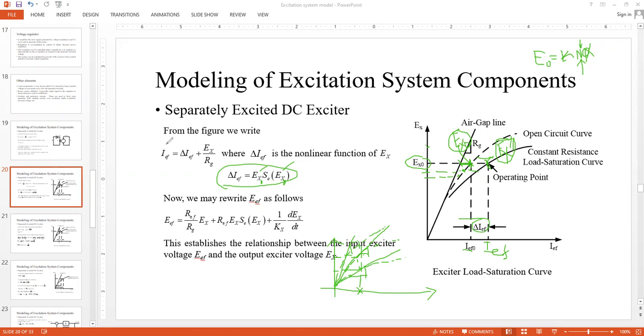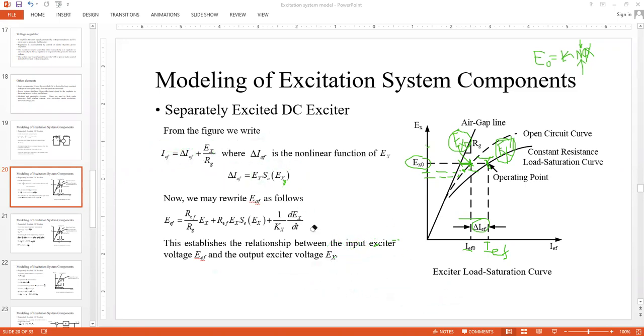So what we are writing actually is delta IEF. What is delta IEF? Delta IEF is this complicated expression. What is the remaining part? It is a function of EX over RG. Remember, EX and EX naught are actually the same thing. EX and EX naught are not different. So you can also write EX naught over RG for this constant resistance line.